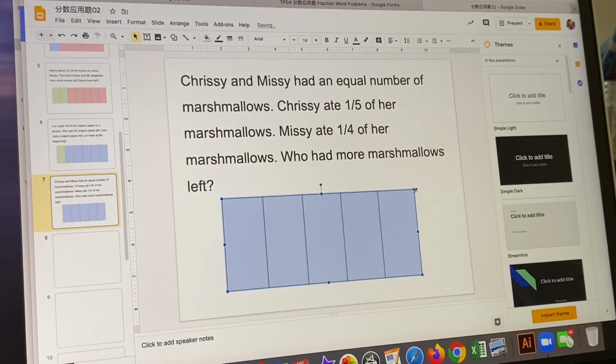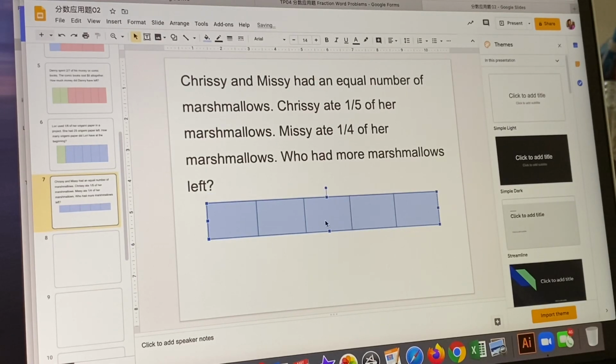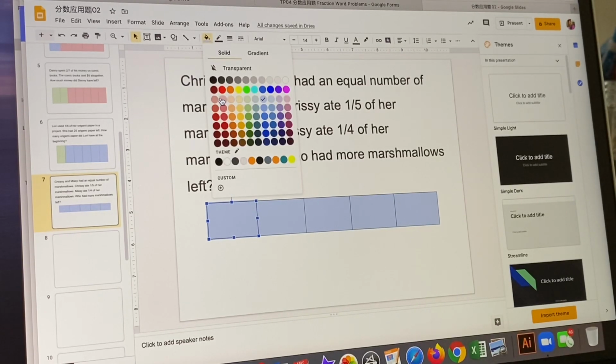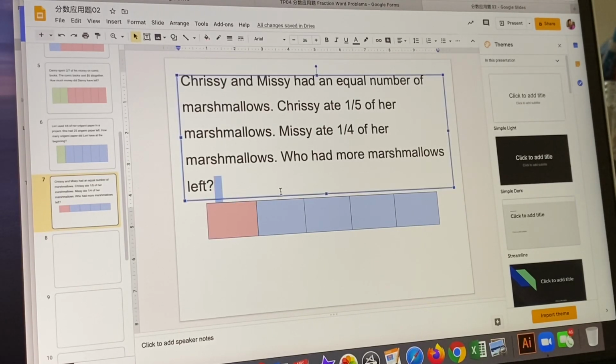And they must be the same width. So here we have Chrissy. Chrissy ate 1/5, so 1/5 is eaten, is red, and Missy has 4 blocks.